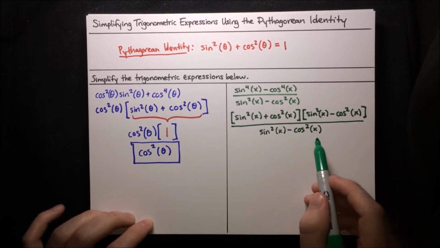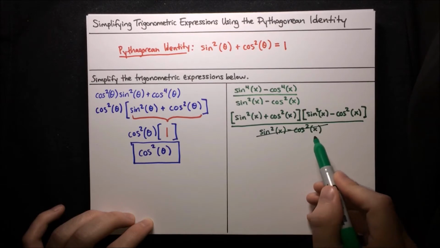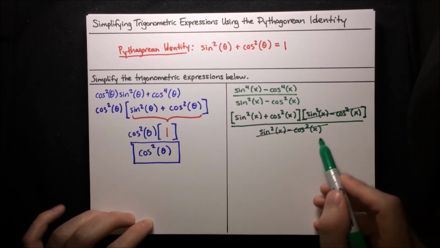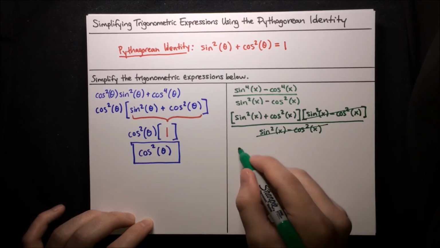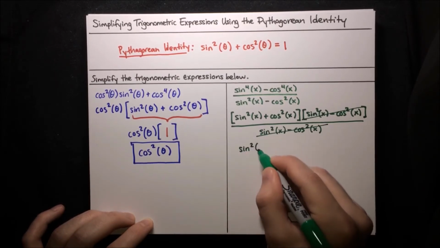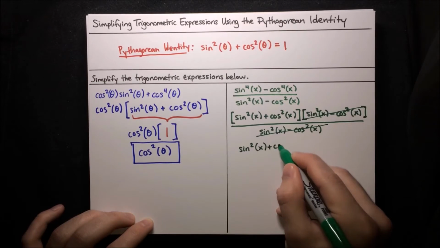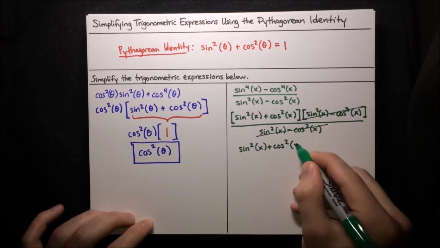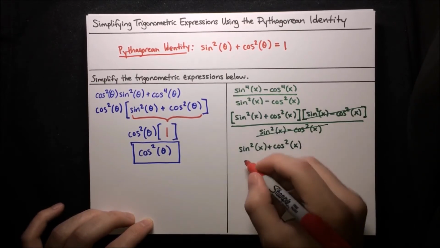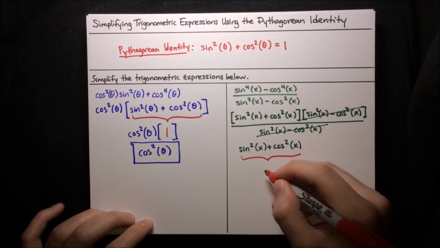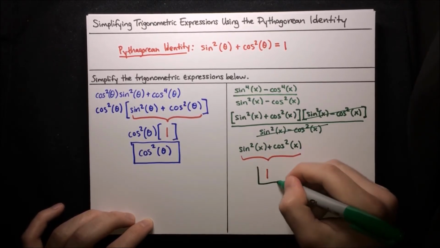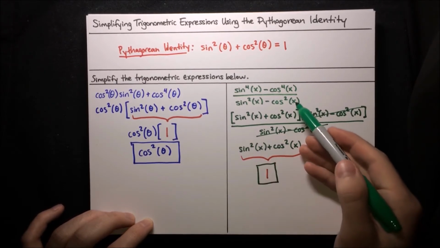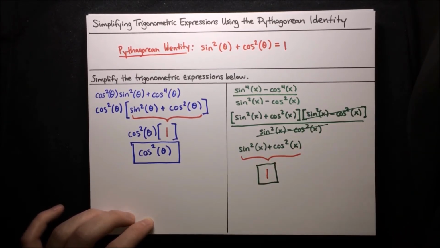And then we can cancel this sine squared of x minus cos squared of x with this factor here, sine squared of x minus cos squared of x. And we're left with just this factor, sine squared of x plus cos squared of x. And hey, that is just equal to 1 according to the Pythagorean identity. So there we go, 1. That is what this nasty expression simplifies to. Much more elegant than it appears.